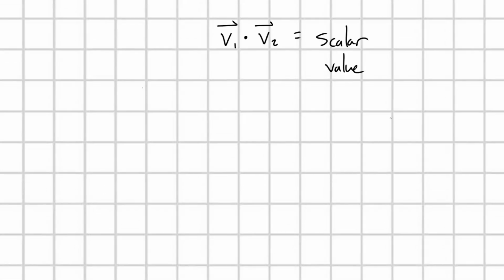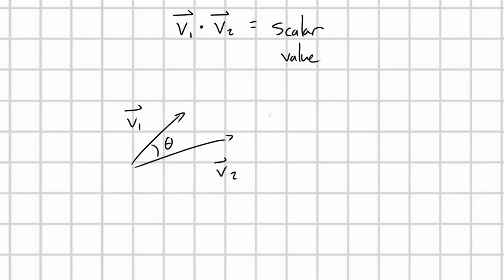Specifically, let's say that you give me two vectors. I'll call this vector v1, this vector v2, and they have some angle theta between them. In that case, the dot product v1 dot v2 is simply defined as the magnitude of v1 times the magnitude of v2 times cosine of the angle between them.